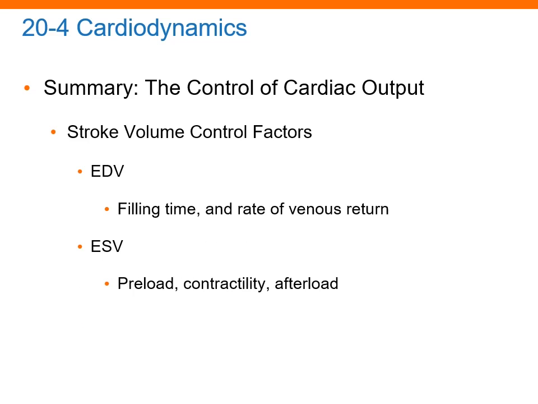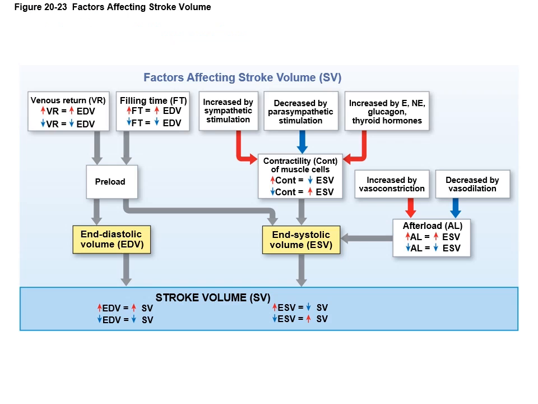Stroke volume control factors would be really end-diastolic volume and end-systolic volume. End-diastolic volume is based on how long you give the heart to fill, and then the rate of venous return, or what volume of blood per unit time is returning to the heart. And then end-systolic volume is affected by preload, contractility, and afterload.